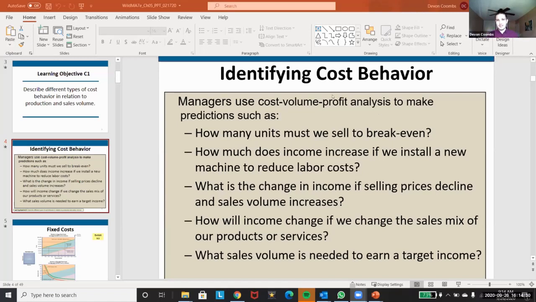Just knowing that there are these two types of costs, variable costs and fixed costs, can help us answer a ton of questions about our business, as long as we understand our revenue model as well. How many units must we sell to break even? How much does income increase if we install new machines? We can do division analysis to determine if one division is profitable, if we should cut it, or if we should add a new division. What happens if we change selling prices, or choose to develop different volumes of product? How will income change if we change the sales mix of multiple products or services? And what sales volume is needed to hit a target income?